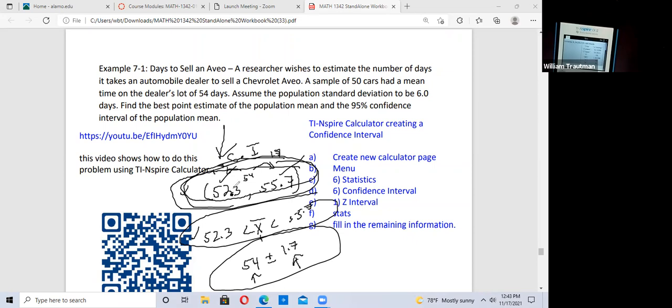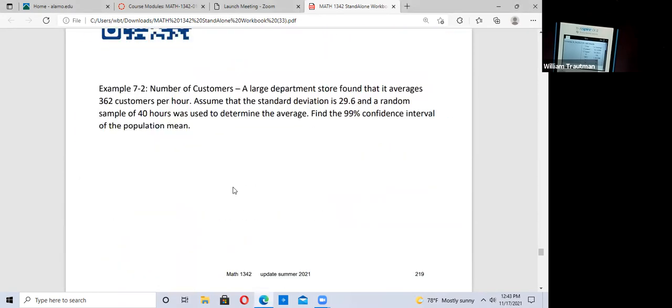So let's try this again. Let's try another one. A large department store found that it averages 362 customers per hour. The average is 362. Standard deviation is 29.6. If a random sample of 40 hours was used, so N is 40. Do you see that's the sample, 40 hours they recorded, and then find the 99% confidence interval.